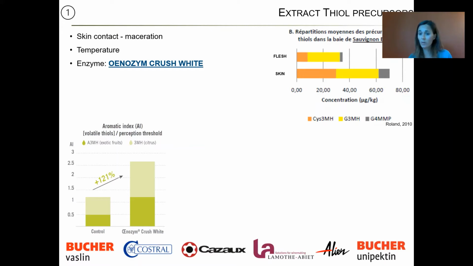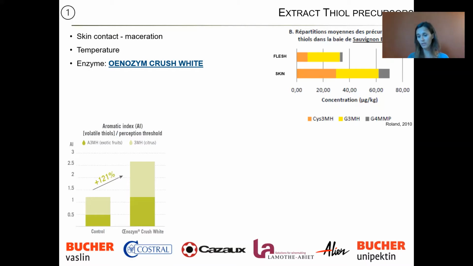The enzyme Crush White is the enzyme that Lamothe-Abiet developed for this application. It is a pectinase, highly purified in cinnamyl esterase activity, but also highly concentrated. As you can see in the graph on your screen, we managed to really increase the amount of precursor, and in the end, the amount of thiolic compound present in the final wine, which in this example more than doubled the aromatic expression of the wine.